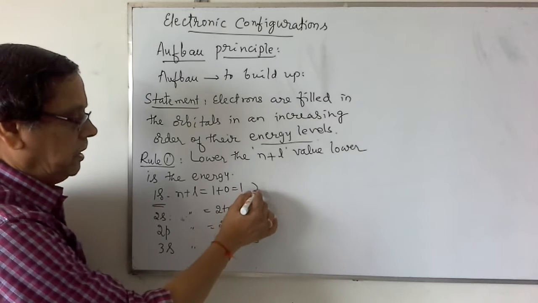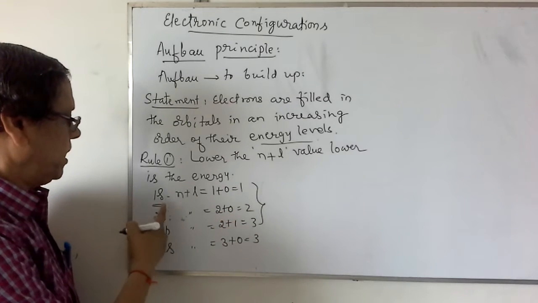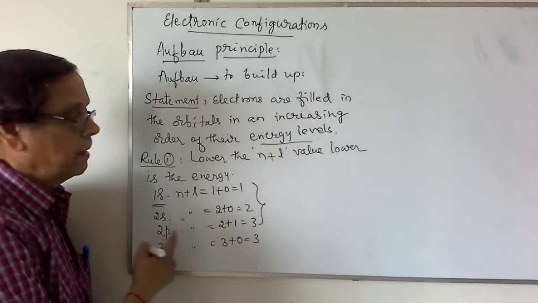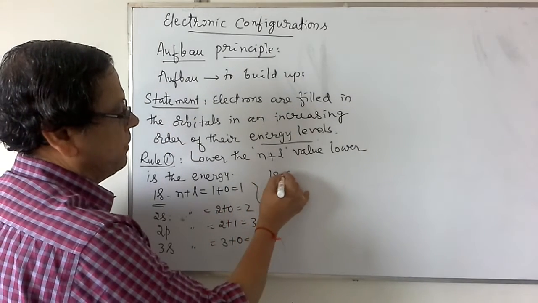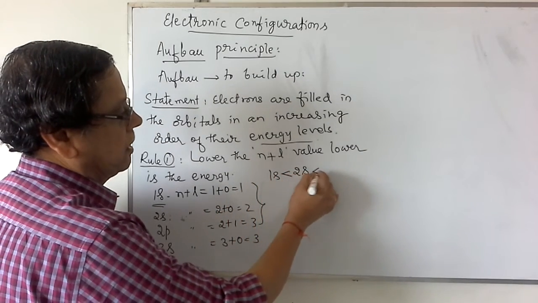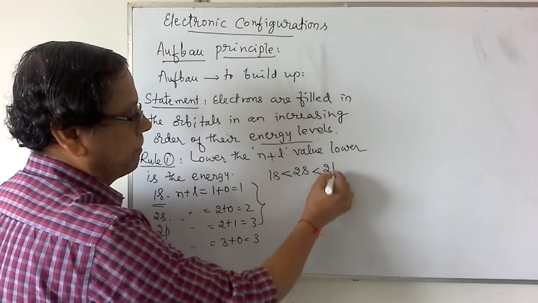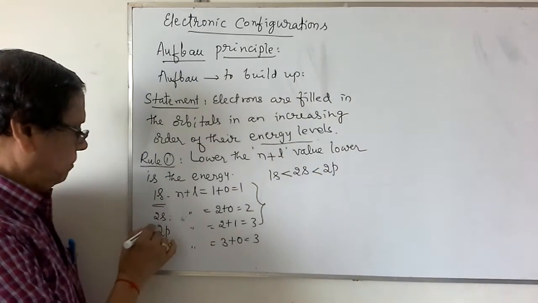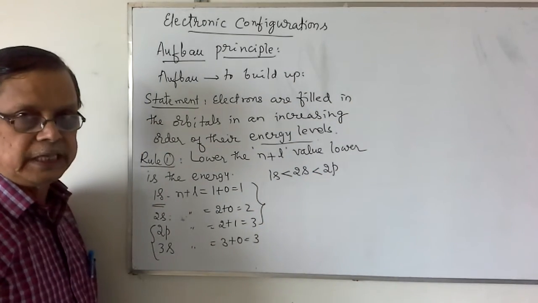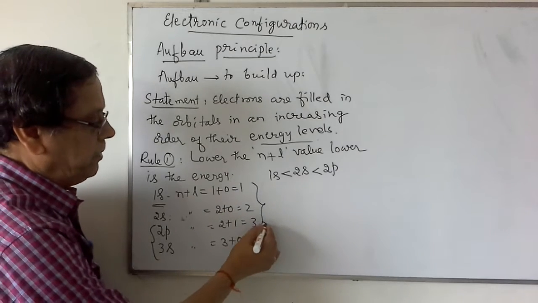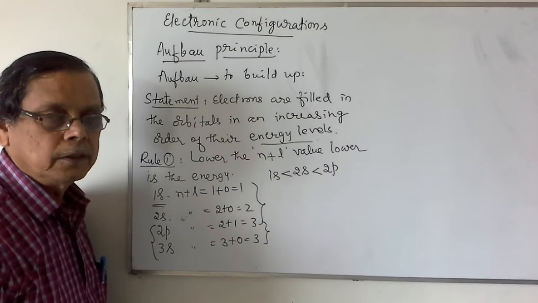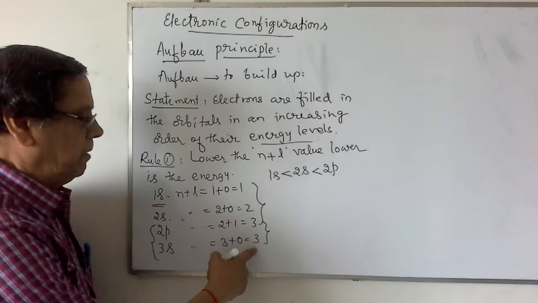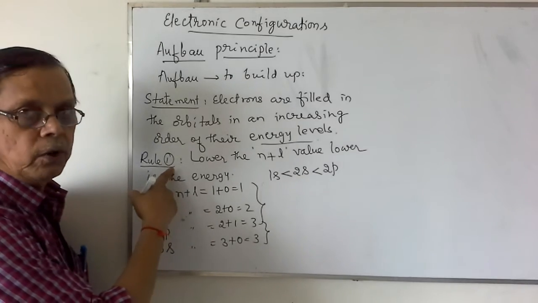So for the first three, we can directly write that it is 1s, 2s and 2p. So 1s has lesser energy than 2s, which has lesser energy than 2p. But when you come to 2p and 3s, both have the same n plus L value. So to understand the energy level, we have to go for the second rule.